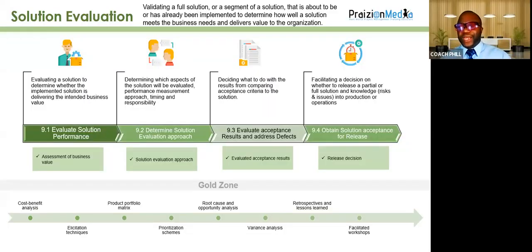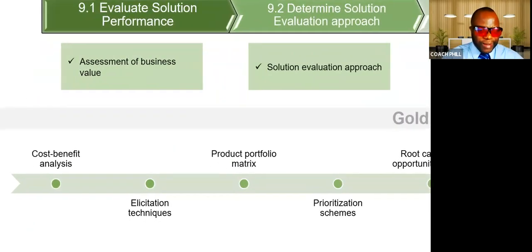This is where we validate a full solution or segment of a solution that is about to be or has already been implemented to determine how well a solution meets the business needs and delivers value to the organization. Let's zoom into the goal zone and see what we need to get more information about.